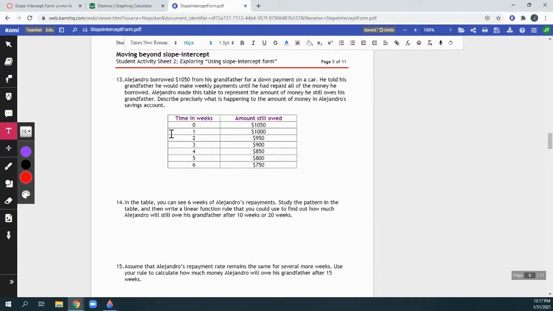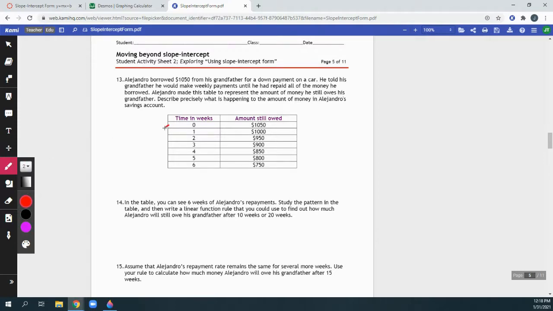Okay, Alejandro borrowed money from his grandfather for a down payment on a car. He told his grandfather he would make weekly payments until he repaid all of the money he borrowed. That's nice. Alejandro made this table to represent the amount of money he still owes to his grandfather. Describe precisely what is happening to the amount of money in his savings account. Well, let's see. Every week he clearly pays some money, right? That's interesting why they're calling this a savings account, but that's okay. We're just going to ignore that. I think that it's actually a typo.